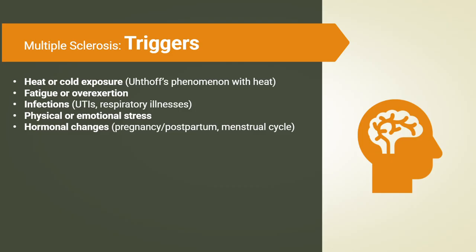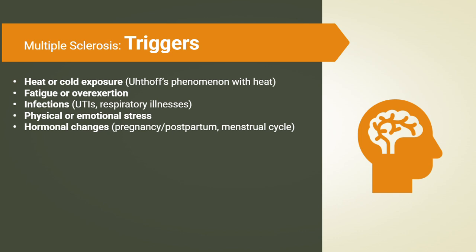Physical and emotional stress can also lead to symptom exacerbation. Stress hormones influence the immune system, and in multiple sclerosis, this can amplify inflammation. Teaching stress reduction strategies like good sleep habits, paced activity, relaxation techniques, and emotional support is essential.